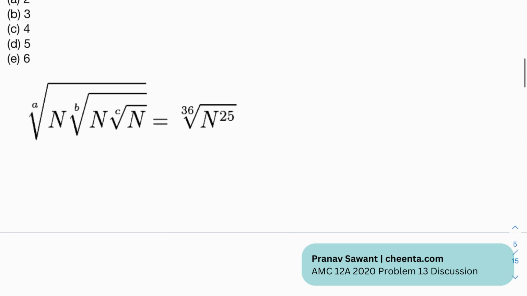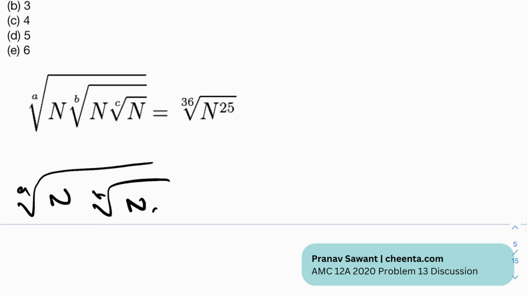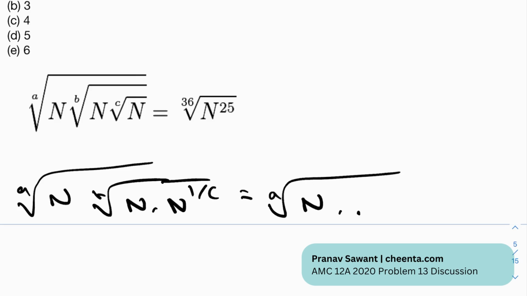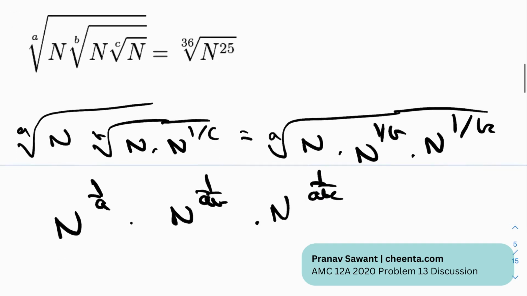Now we have some radicals over here, so let's try and simplify the left-hand side and see what we can get. I can write this as the ath root of n times the bth root of n times n raised to the power 1 by c. And this can be further written as the ath root of n times n raised to the power 1 by b times n raised to the power 1 by bc, which can simply be written as n raised to the power 1 by a times n raised to the power 1 by ab times n raised to the power 1 by abc. And using laws of exponents, we can write this as n raised to the power 1 by a plus 1 by ab plus 1 by abc.